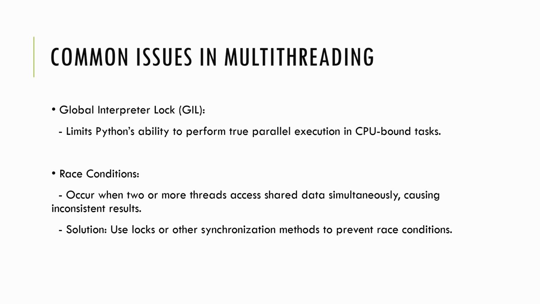When working with multithreading, be aware of common issues like the Global Interpreter Lock, or GIL, which can limit Python's ability to execute CPU-bound tasks in parallel. Another common issue is race conditions, which occur when multiple threads try to access shared data at the same time. The best way to handle this is by using locks or other synchronization mechanisms.